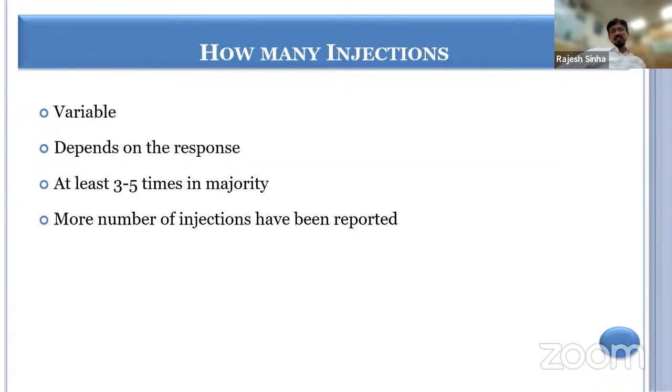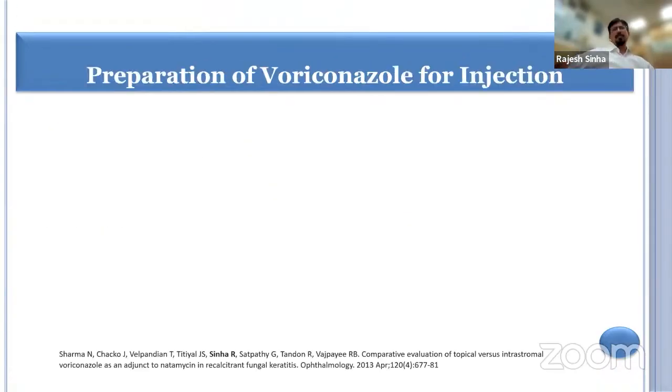The question is how many injections to be given. Sometimes you give an injection and you feel disheartened that the response was not that great. But even if there is some response, a halt of progression, then that is a response. You have to give multiple injections, at least 3 injections in the vast majority, but 3 to 5 injections are required in many of the cases. A couple of reports have even reported more injections for these fungal keratitis. But what we have noted is anything around 3, 4, 5 injections, they do well.